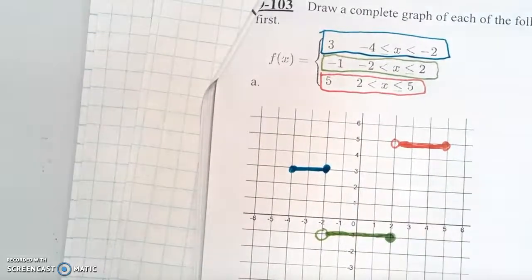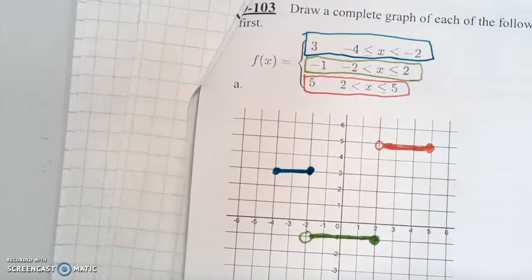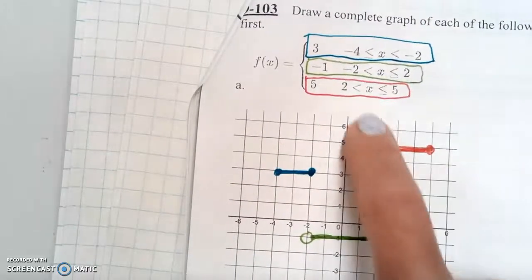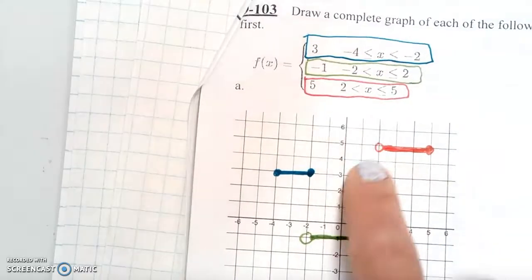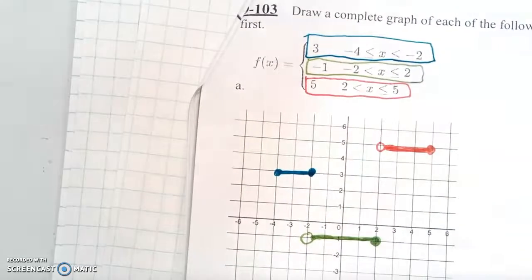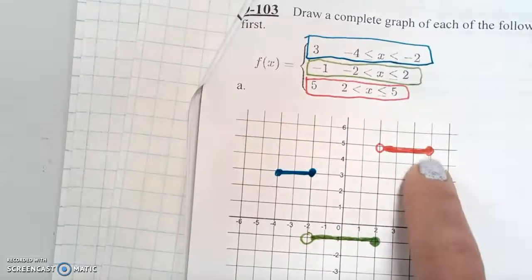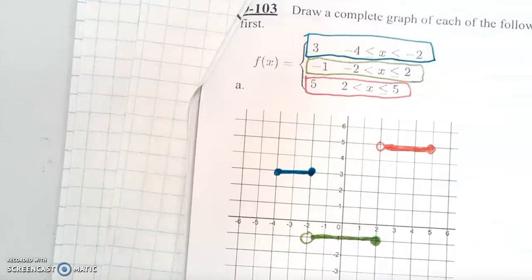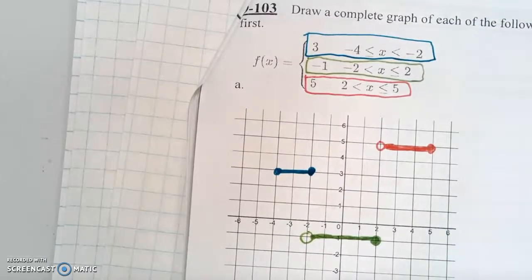And then the third graph I graphed in pink, and it should be at +5, which is way up here. Open circle at +2 because there's no equal part. Closed circle at +5, and then fill in the graph that way. Okay. Any questions on part A?